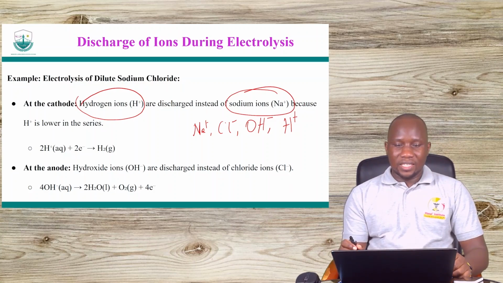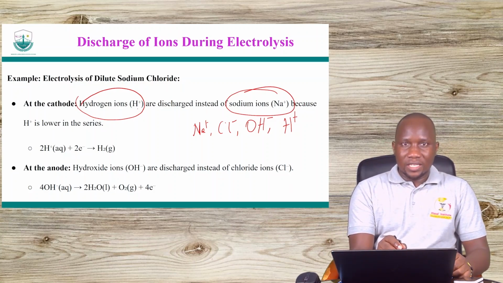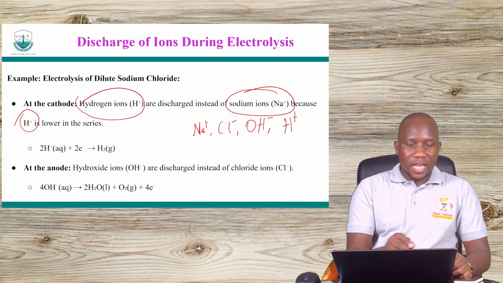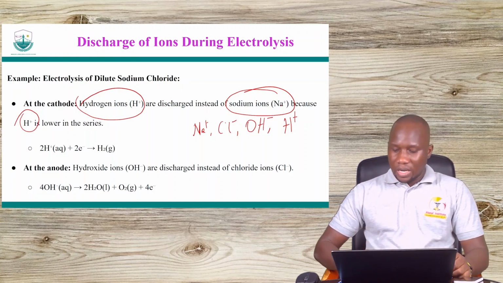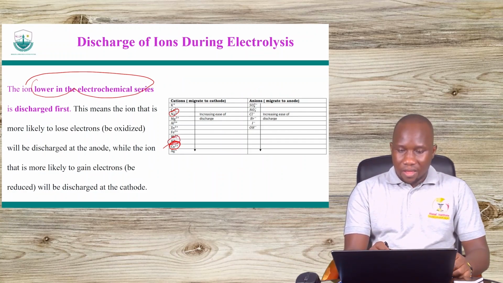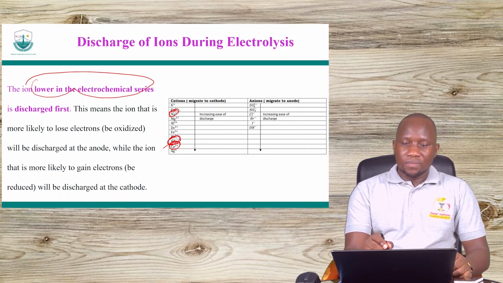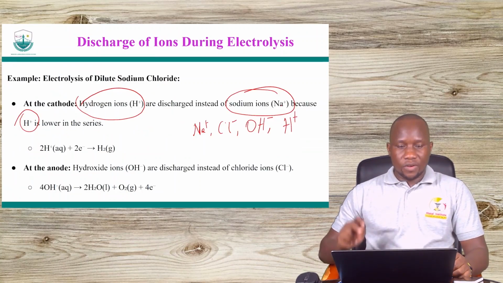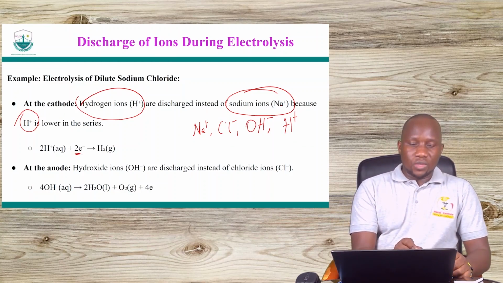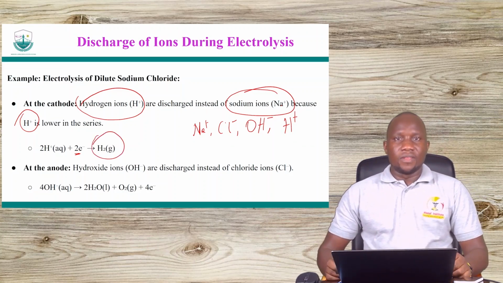But we are saying that hydrogen gets discharged instead of sodium. Why? Because hydrogen ions are lower in the electrochemical series. Let's go back to that electrochemical series. Sodium is up here, hydrogen is here. So this one gets discharged and this one does not get discharged. Okay? So losing charge means that you gain electrons, and here you have hydrogen being released at the cathode.